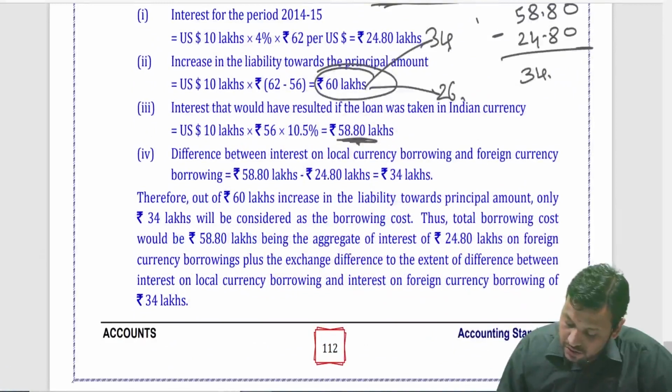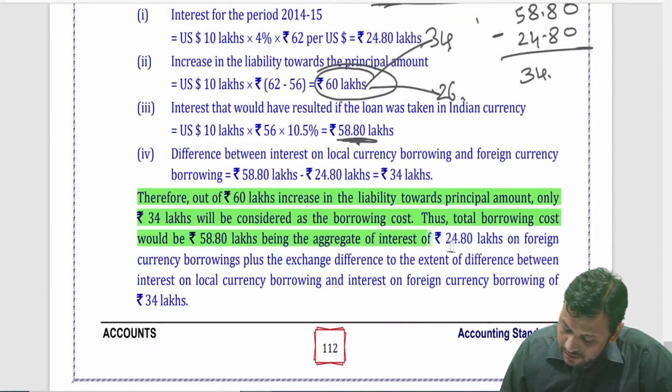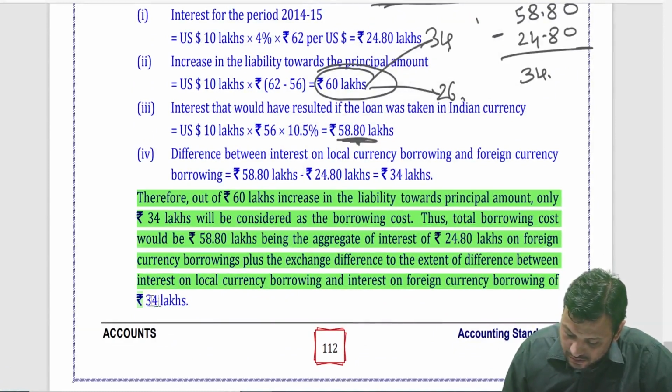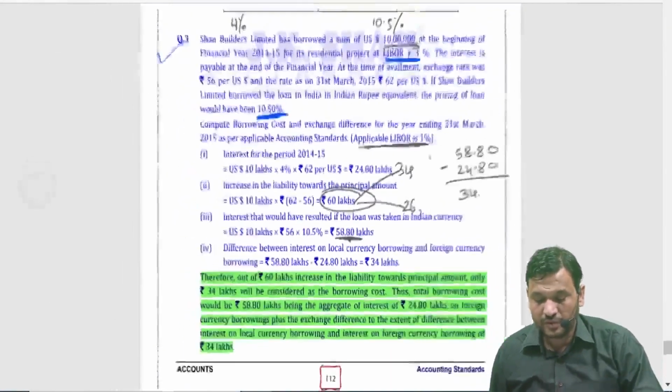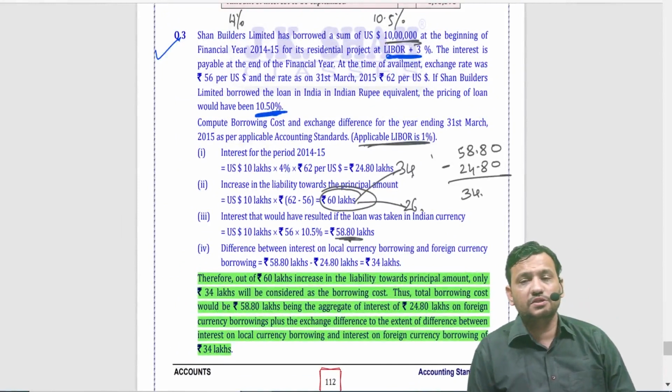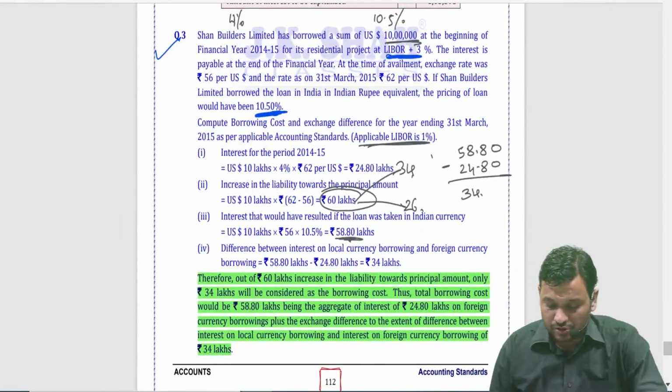Okay, so you can just have a glance over the solution. Point number 3, homework section, point number 3. Okay, my dear students, let's proceed further.